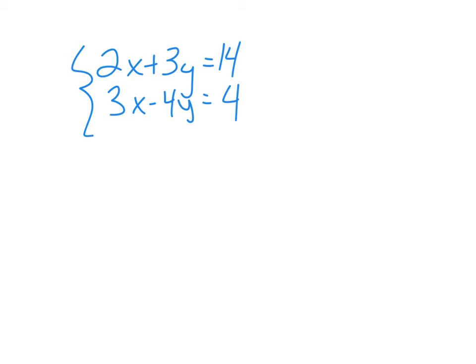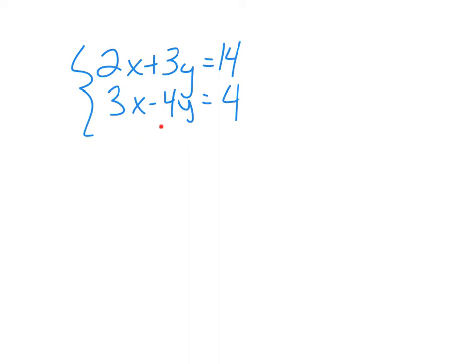So what I want to think about is, if I just look at the x's, I have a 2 and I have a 3. Okay, so think of the smallest number that 2 and 3 could both go into. I could make both of my x's be 6. One of them a 6 and one a negative 6.